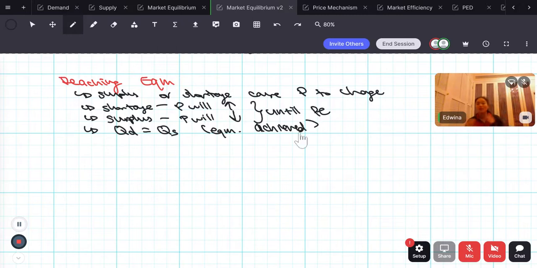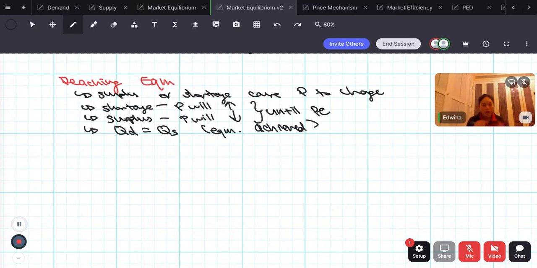And that's the goal. That's the goal the free market wants. It wants equilibrium. It wants all economic stakeholders to be happy. No one's unhappy. No one's demanding more and not receiving the good. They're all happy. And therefore, quantity demanded is equal to quantity supplied at market equilibrium.